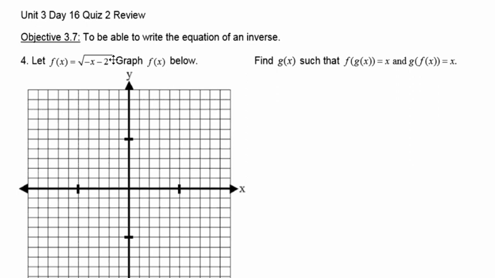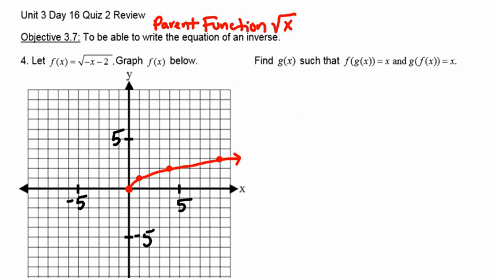And to relate it back to our original square root function, the parent function, we know that it starts at the origin, and the square root of the input gives us the output. The square root of 1 is 1, the square root of 4 is 2, the square root of 9 is 3. So this is the original parent square root function.